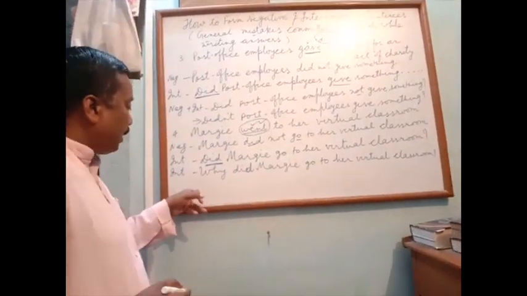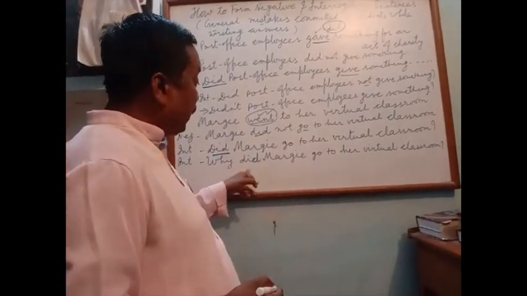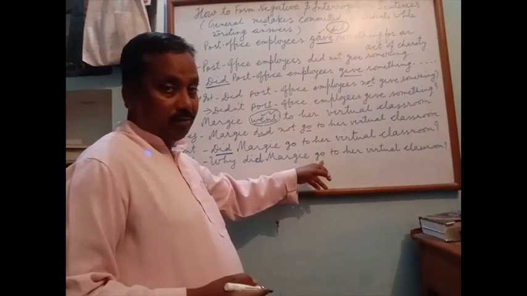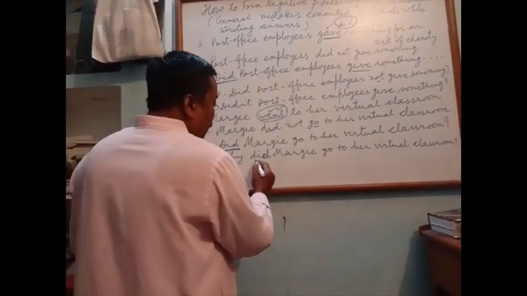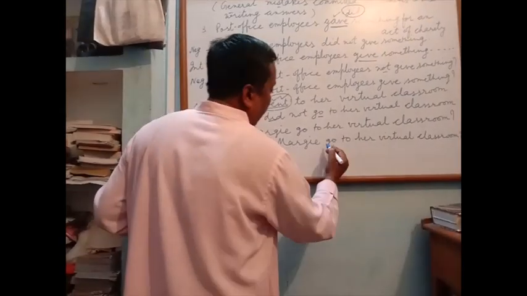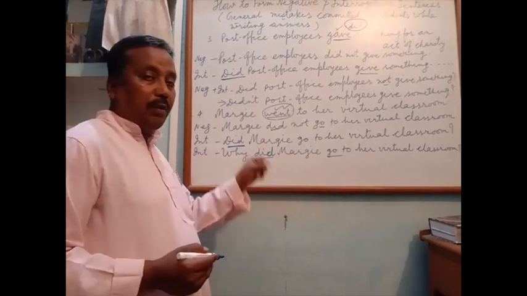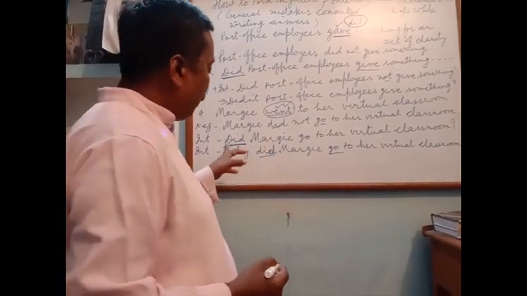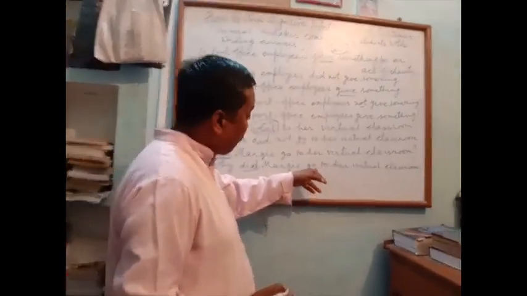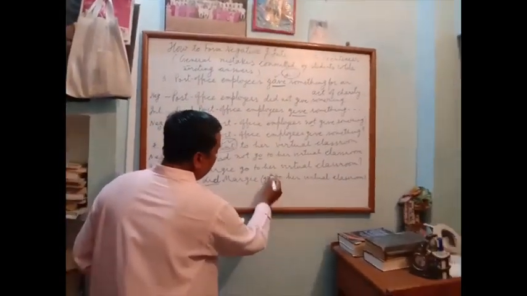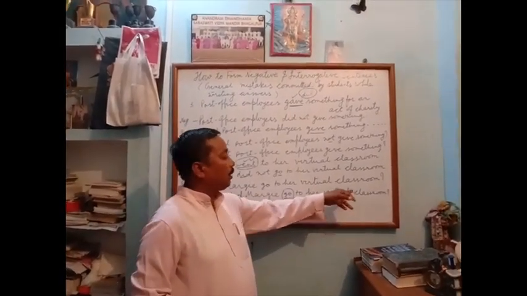What mistake do students commit here? Students write, why did Margie went? This is the mistake, a general mistake. Here also did and V2, and here also V2. So this type of mistake we must avoid. So if there is did, then here must be V1. Why did Margie go to her virtual classroom?